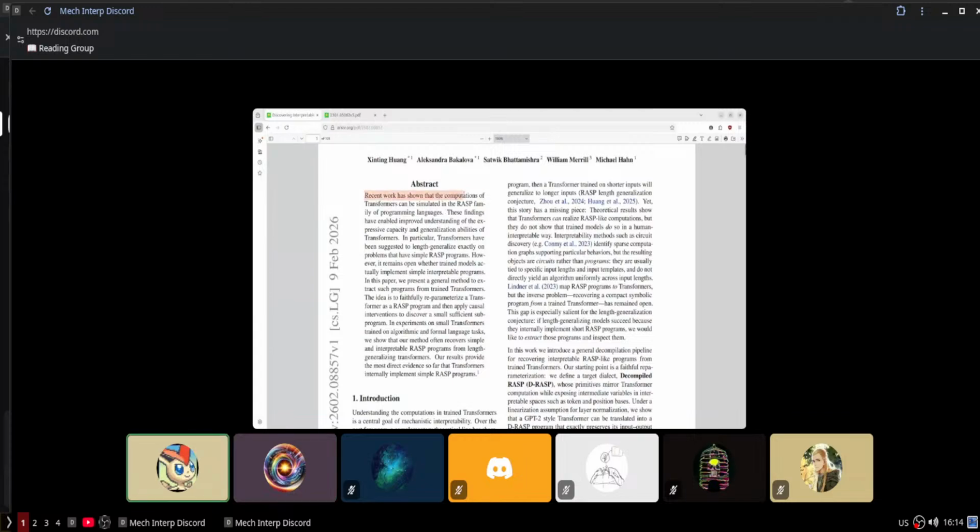Anyway, recent work has shown that the computations of transformers can be simulated in the RASP family of programming languages. These findings have enabled improved understanding of the expressive capacity and generalization abilities of transformers.